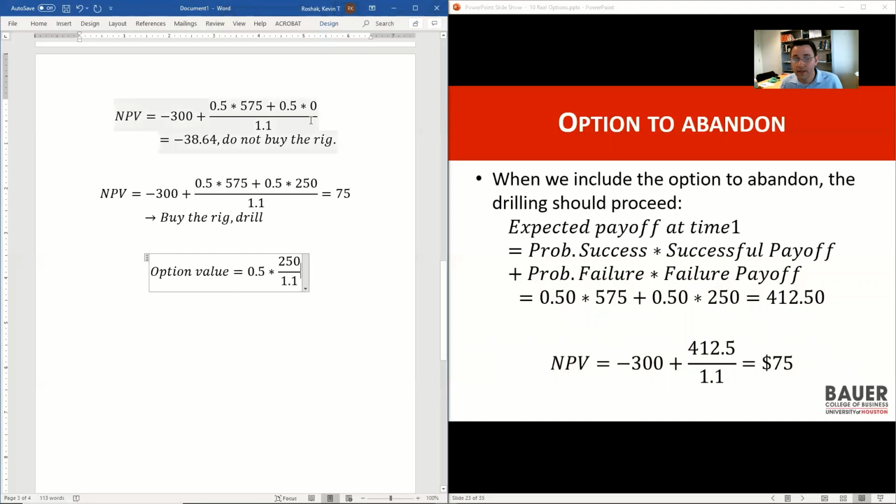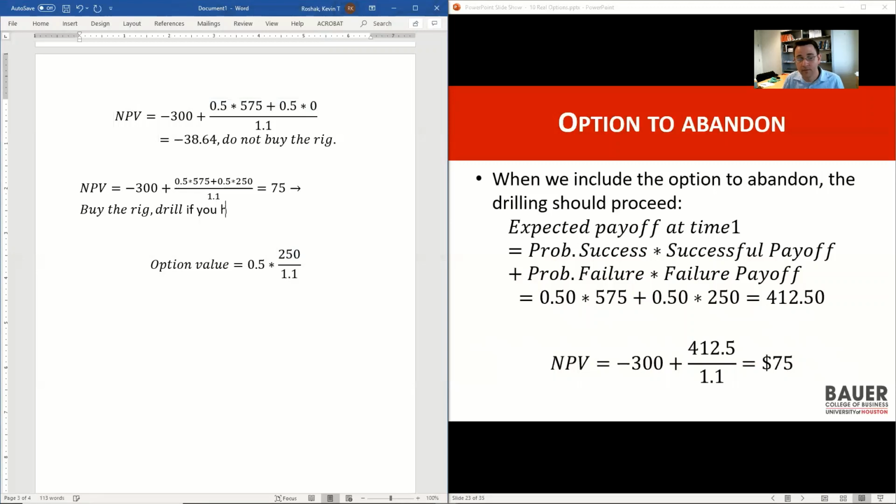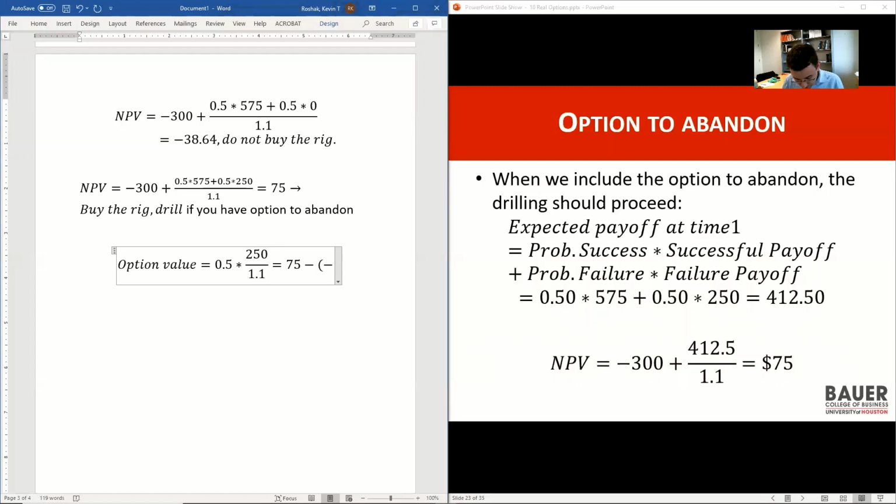You get 250 instead of 0, and that happens at time 1. Okay, that's how much your cash flows went up when you had the option to abandon. How much is that going to work out to? Well, we know exactly how much it's going to work out to. It's going to be the difference between the $75 that you calculated when you had the option to abandon and the minus $38.64 if you couldn't abandon.